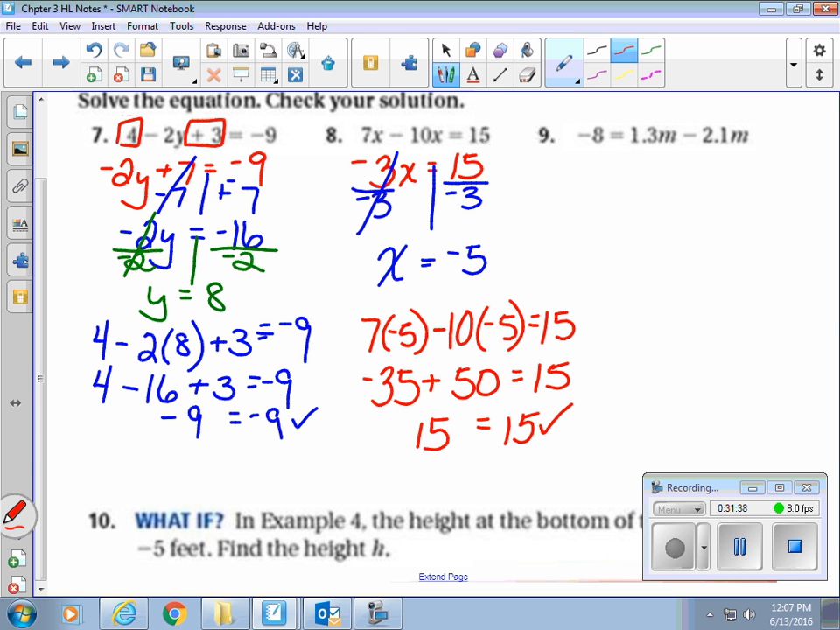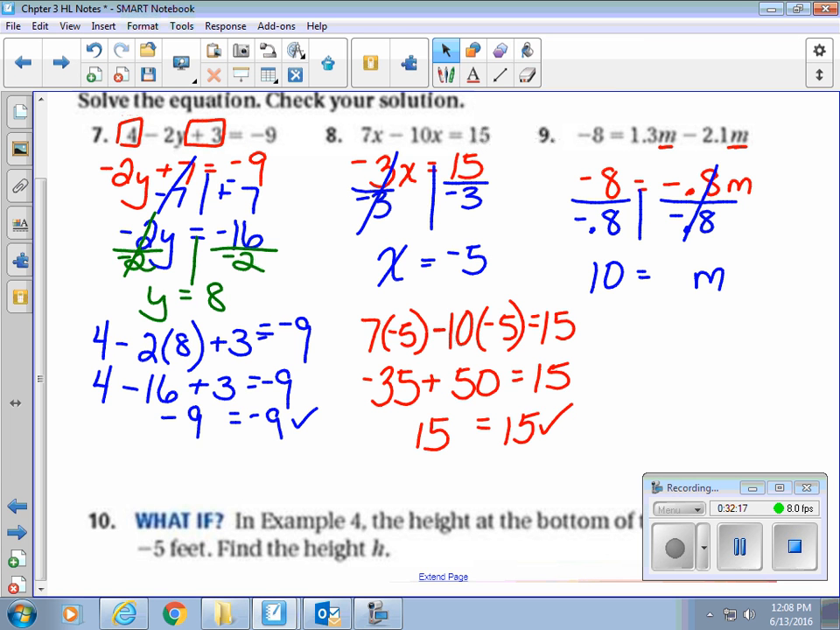In number 9, you've got some like terms, those m's over here. So 1 3/10 minus 2 1/10 will leave you with a negative 8/10 m. And that's set up equal to a negative 8. To undo the multiplication by that negative 8/10, you should be dividing both sides by negative 8/10. That leaves you with m alone. Must do one thing on one side, you must do to the other. 8 divided by a negative 8/10 will leave you with a positive 10.